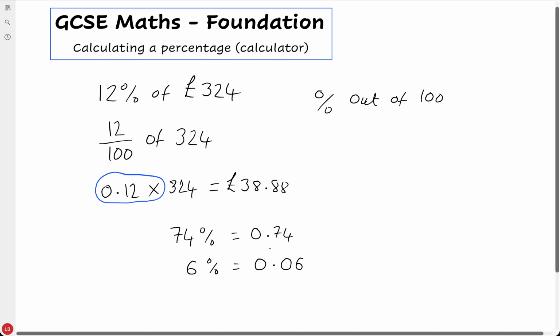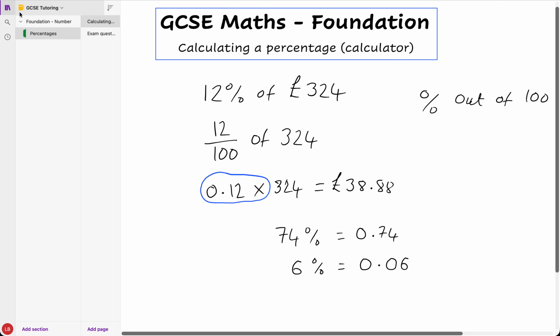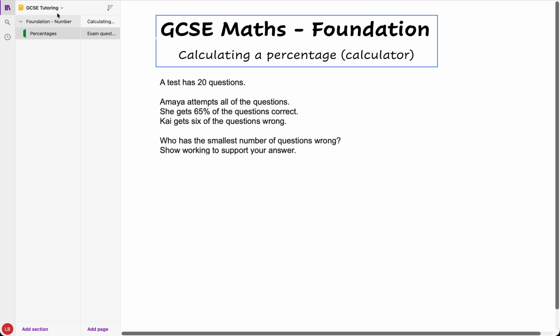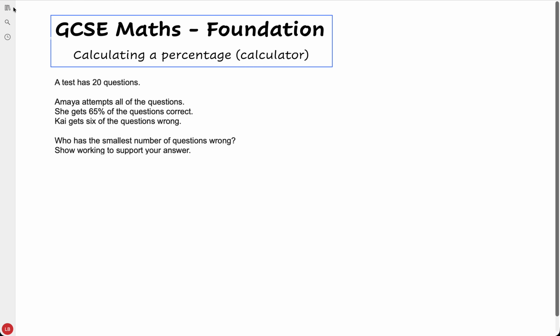Okay, let's have a look at a question from an exam paper. Right, what have we got here? This is from an OCR paper 2 or 3 years ago. It was from a calculator paper. A test has 20 questions. Amaya attempts all of the questions. She gets 65% of the questions correct. Kai gets 6 of the questions wrong. Who has the smallest number of questions wrong? Show working to support your answer.